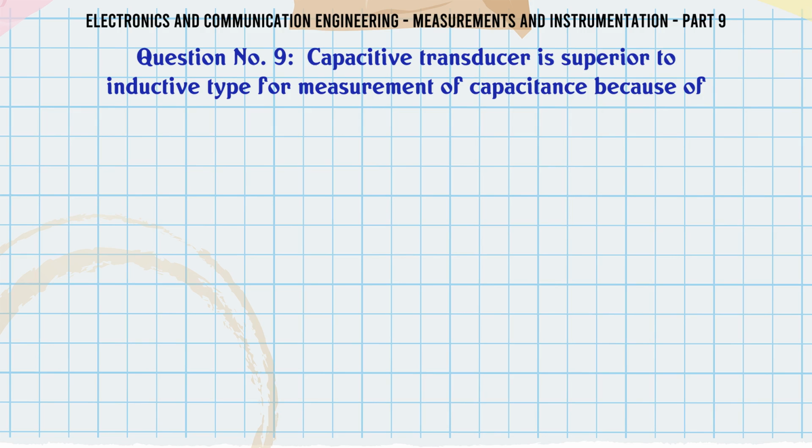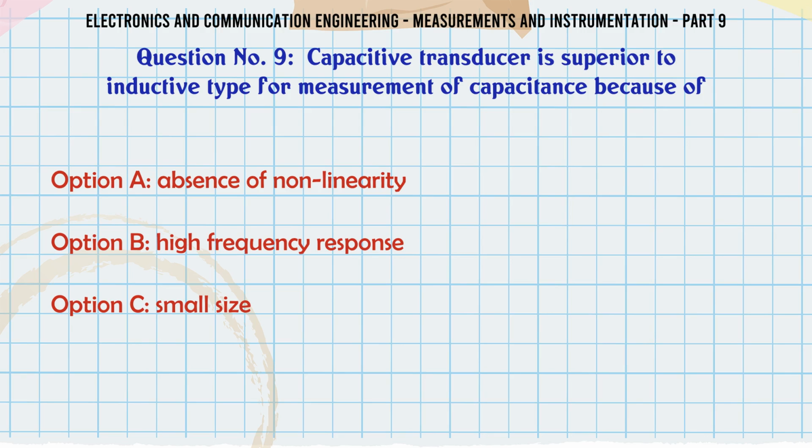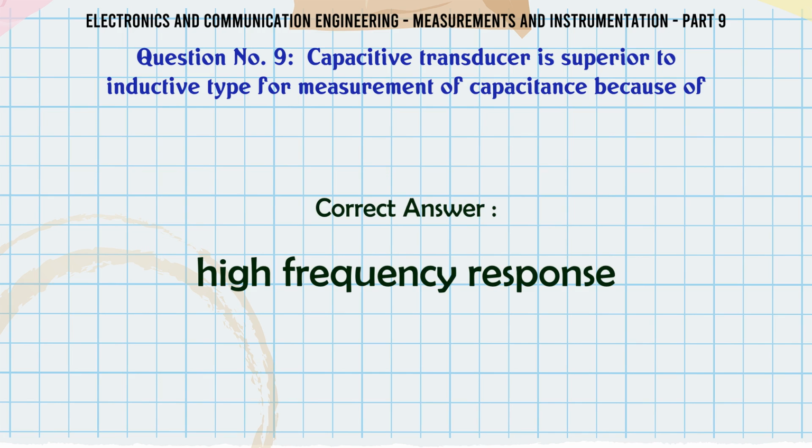Capacitive transducer is superior to inductive type for measurement of capacitance because of: A, absence of non-linearity; B, high frequency response; C, small size; D, high accuracy. The correct answer is high frequency response.